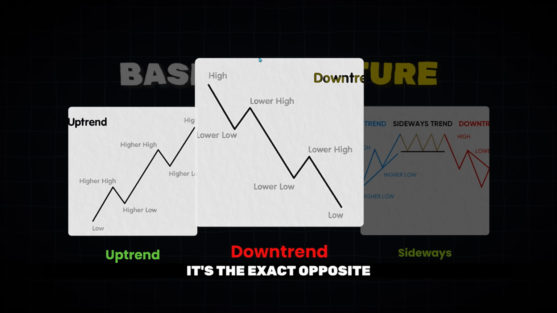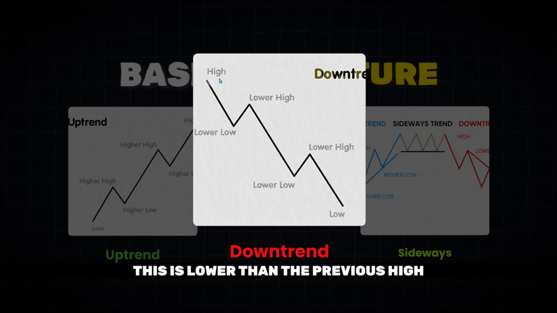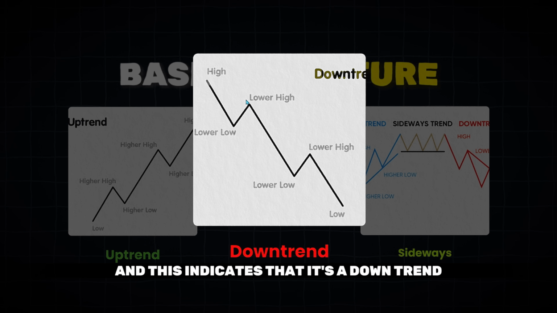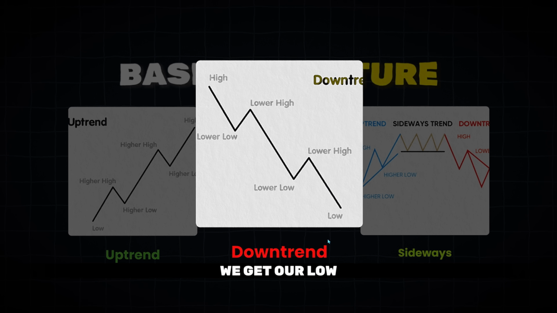For a downtrend, it's the exact opposite. We have a high, we create a lower low, we create a lower high. So from the previous high, this is lower than the previous high. And this indicates that it's a downtrend, and we keep moving down, lower low, lower high. And then of course we get our low.